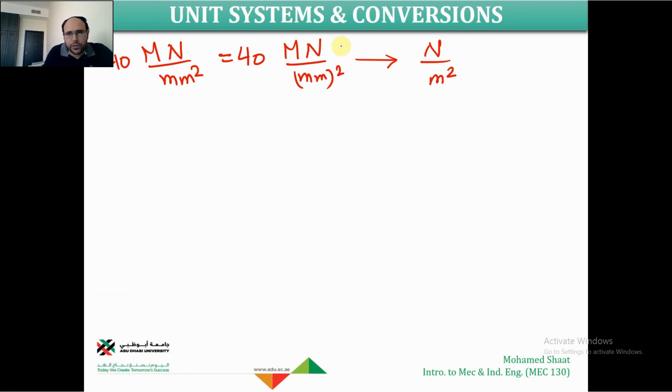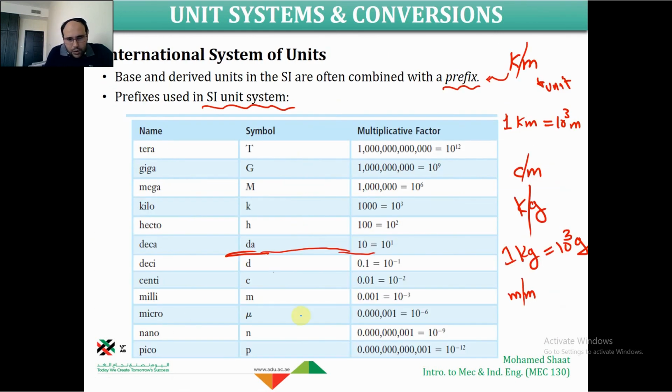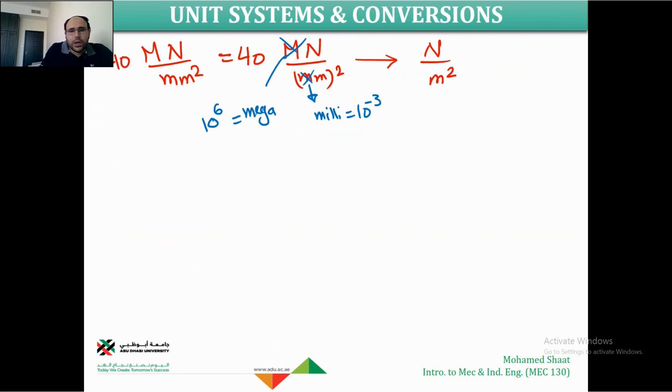We need to get rid of this m, uppercase M and lowercase m. This is the milli, and this is the mega. Right? This mega from the table is equivalent to 10 to the power 6, but this milli is equivalent to 10 to the negative 3. Going back to the table, the milli is equivalent to 10 to the power negative 3, but the mega is equivalent to 10 to the power 6.